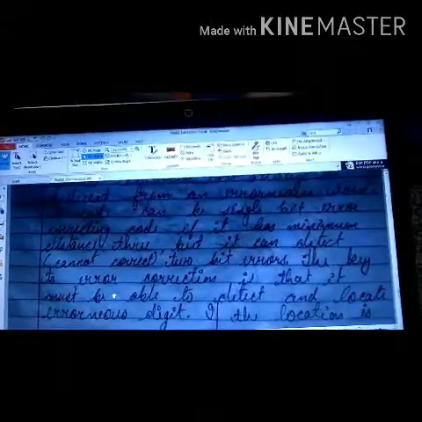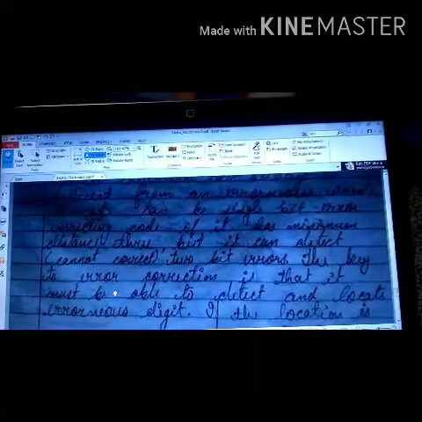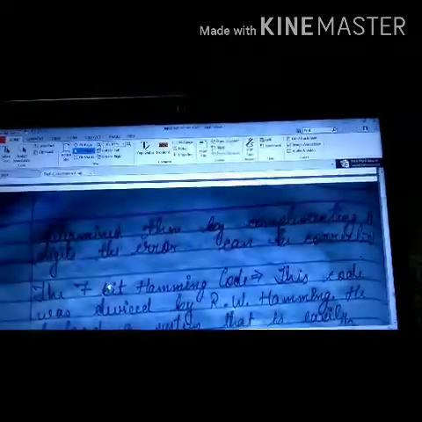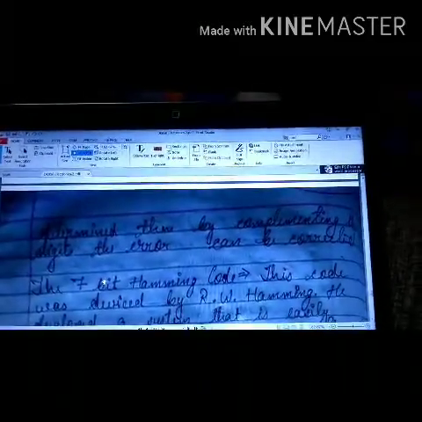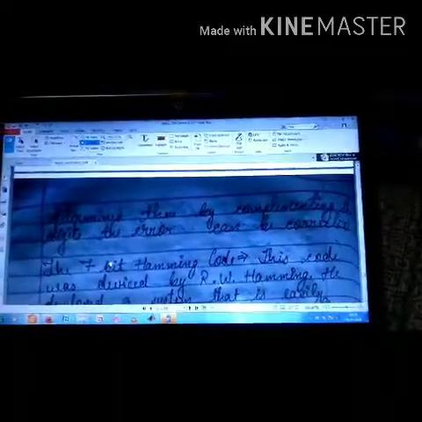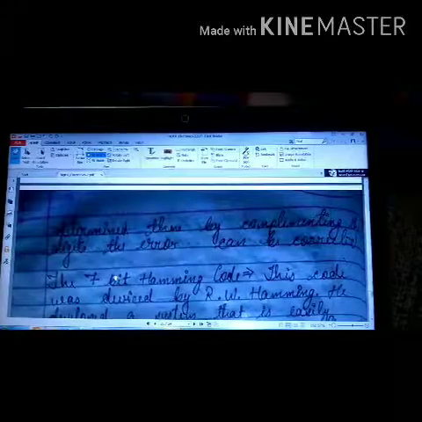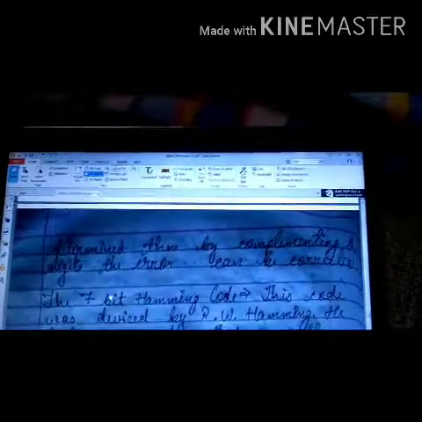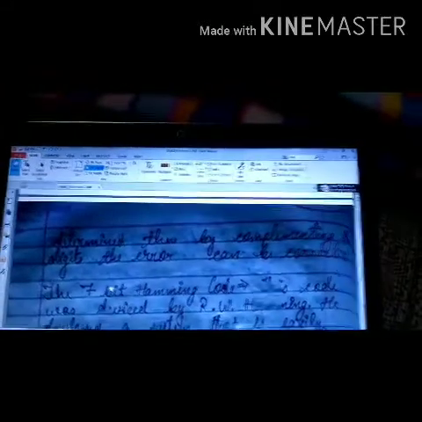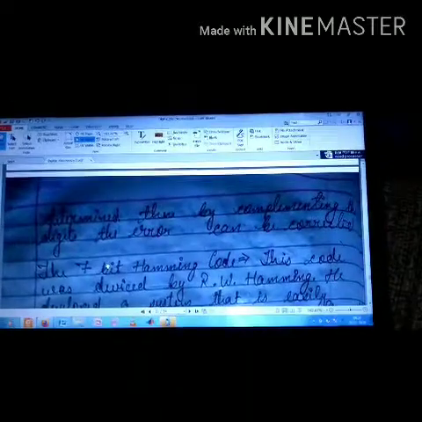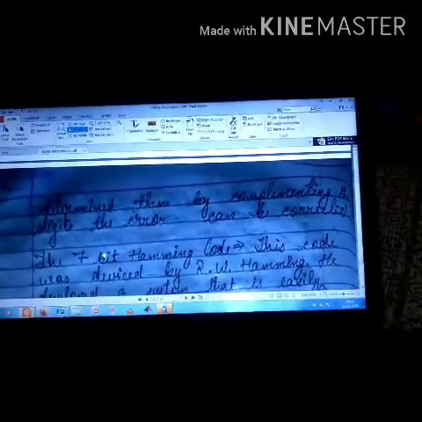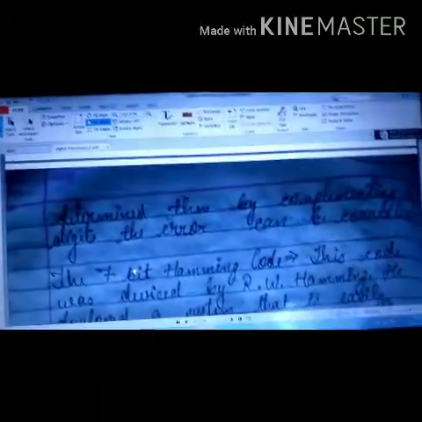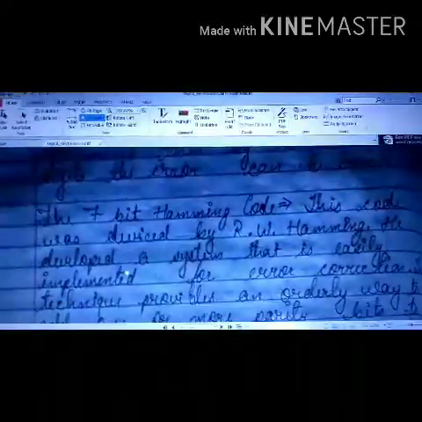The key to error correction is that it must be able to detect and locate erroneous digits. If the location is determined, then by complementing the digit, the error can be corrected, because the error is only in the form of conversion of 1 to 0 or 0 to 1 due to some fault in the system. In this type of error detecting and correcting codes, the most famous one is the 7-bit Hamming code.